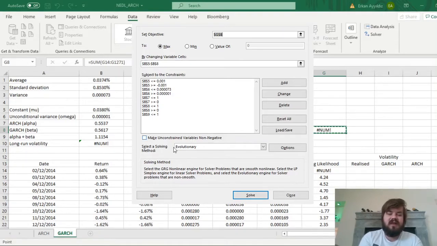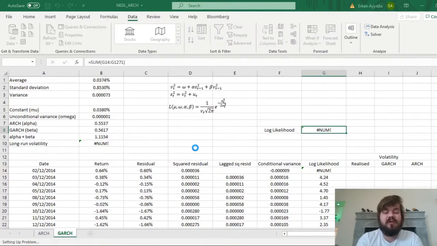So now we need to select the evolutionary search algorithm and press solve and wait until the brute force algorithm converges. It takes quite a bit more time than the gradient descent algorithm because again it's just a brute force optimization procedure, but in reasonable time periods it should converge for a simple enough problem such as the GARCH parameter calibration. So in very short time we should arrive at the optimal parameter values as per the evolutionary search algorithm.